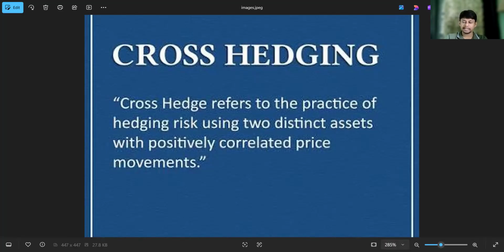So, first, a simple explanation. Normal hedging is straightforward. You own wheat, you hedge with wheat futures. Same asset, opposite position, clean. Cross hedging is what you do when that exact match doesn't exist or is not practical. Instead, you hedge with a different but related asset, something that tends to move in a similar direction. So this is what cross hedging is.